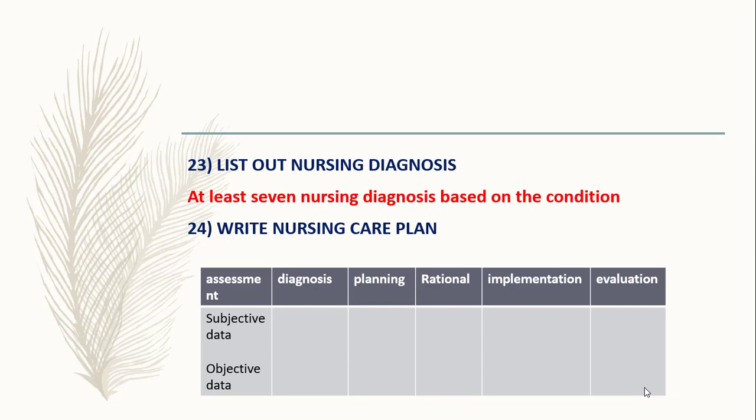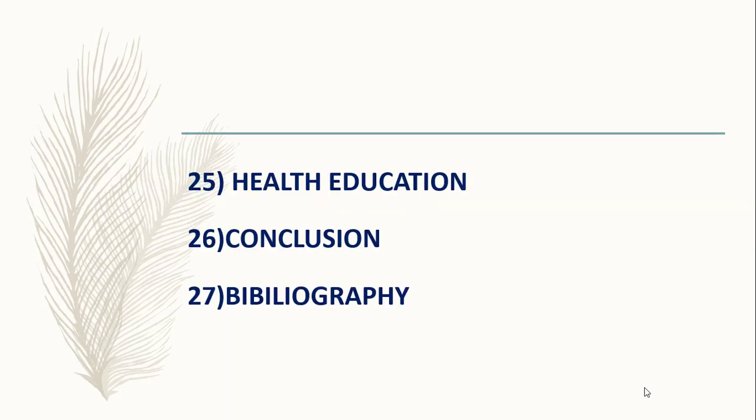After nursing care plan preparation, you can go to the last section of your case study, that means health education. So the next heading is health education. Under health education, you have to write the health education patterns and what all the health education you have given to the patient and what all the health education the patient can receive for the particular condition. Regarding that you have to write under the health education heading.